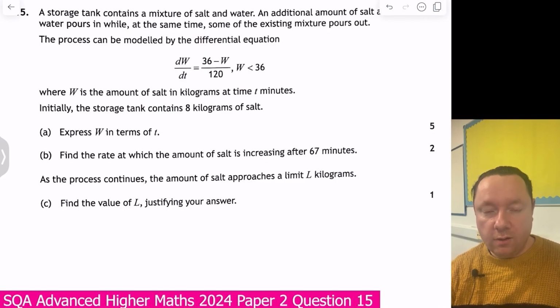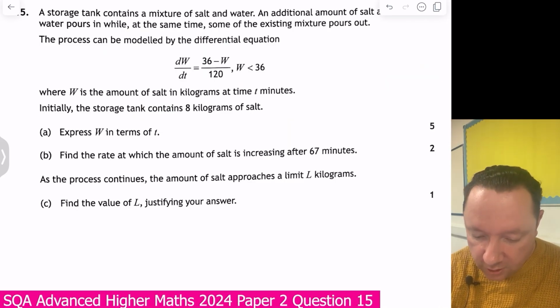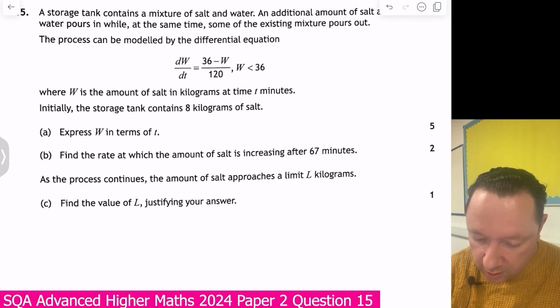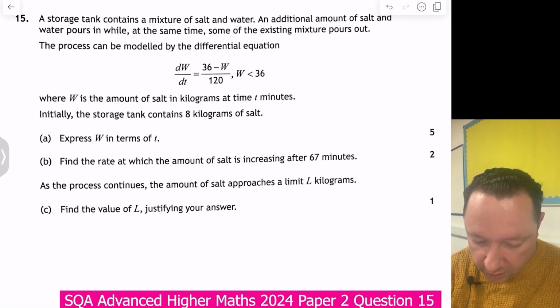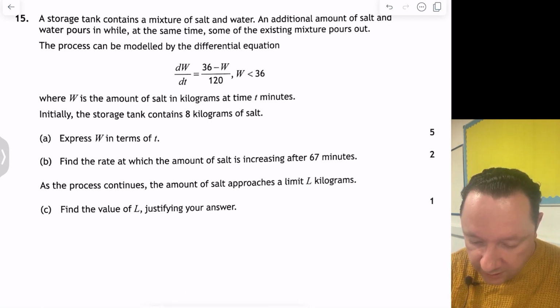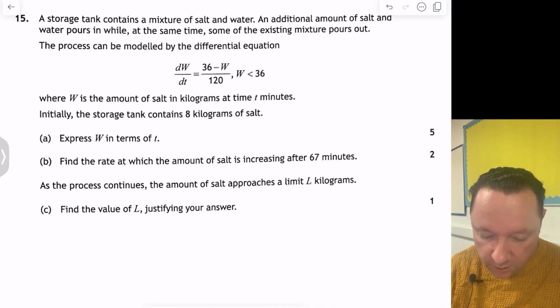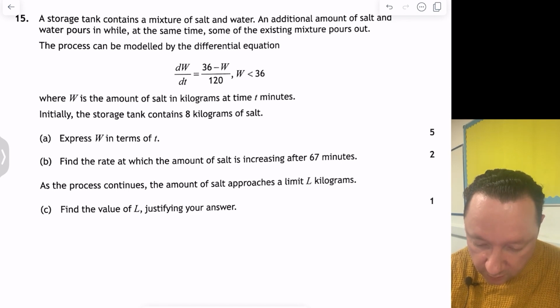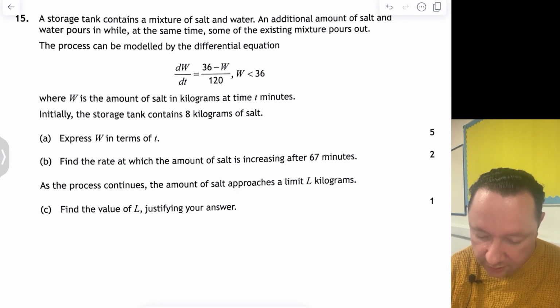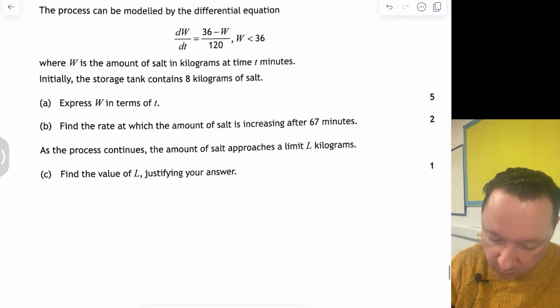Advanced Higher Maths 2024, Paper 2, Question 15. A storage tank contains a mixture of salt and water. An additional amount of salt and water pours in, while at the same time some of the existing mixture pours out. The process can be modelled by this first order separable differential equation, where W can't be less than 36. W is the amount of salt in kilograms at time t minutes. Initially, the storage tank contains 8 kilos of salt. Express W in terms of t.